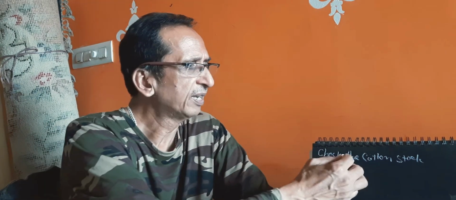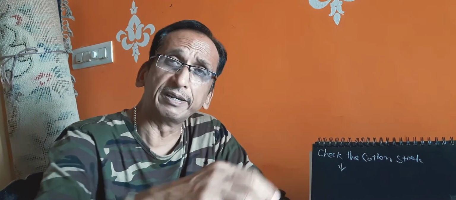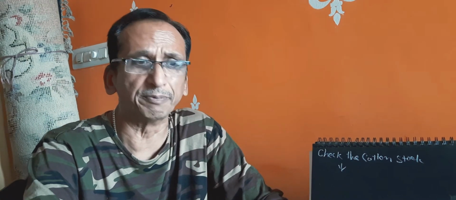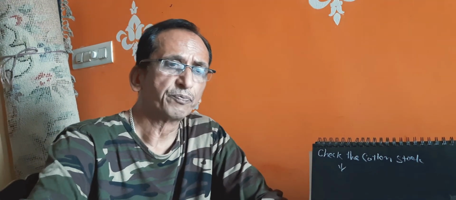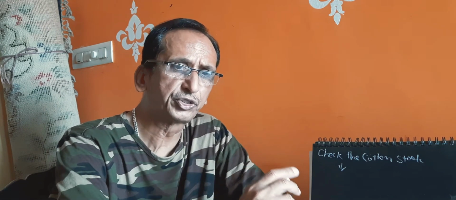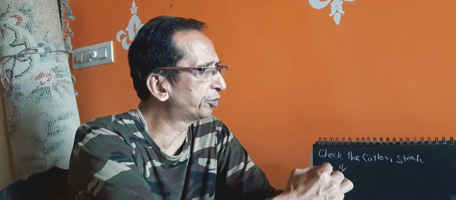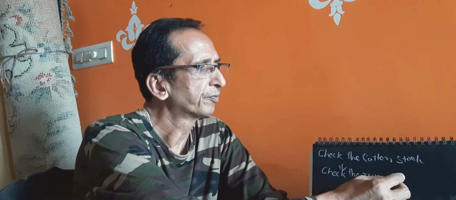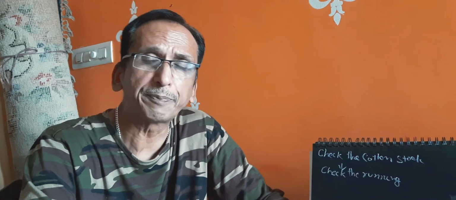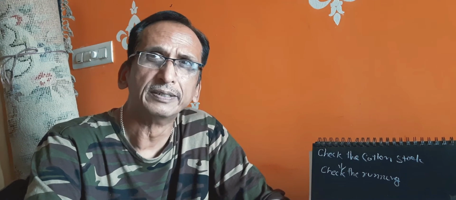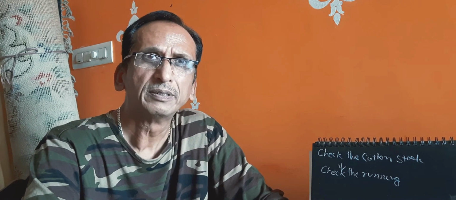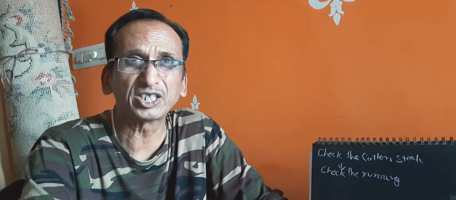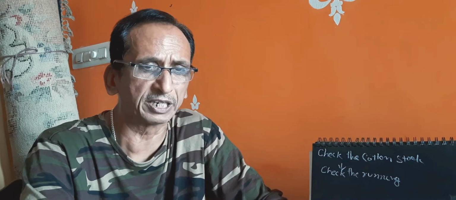Another is, if the material is running in the department, you should check the running position. Check how that particular material is performing in the carding department, in the ring frame, the breakage level, and in the winding department, the breakage level.